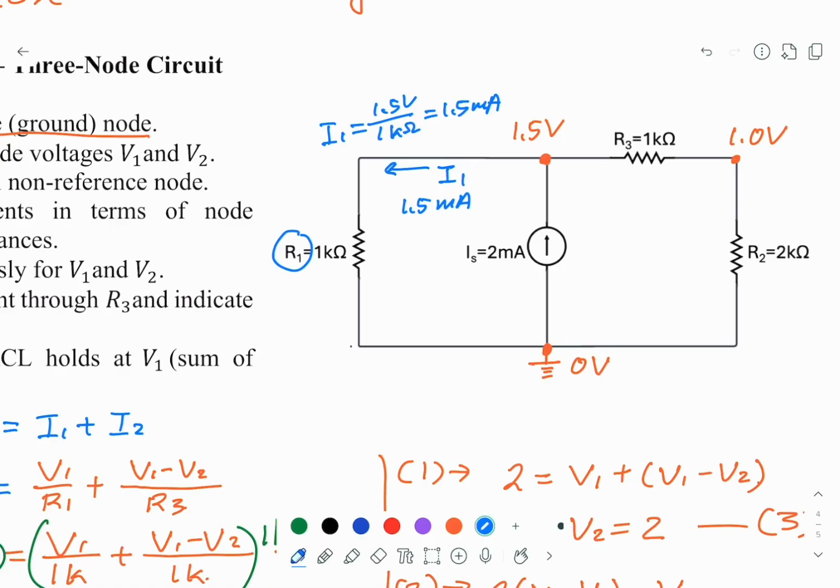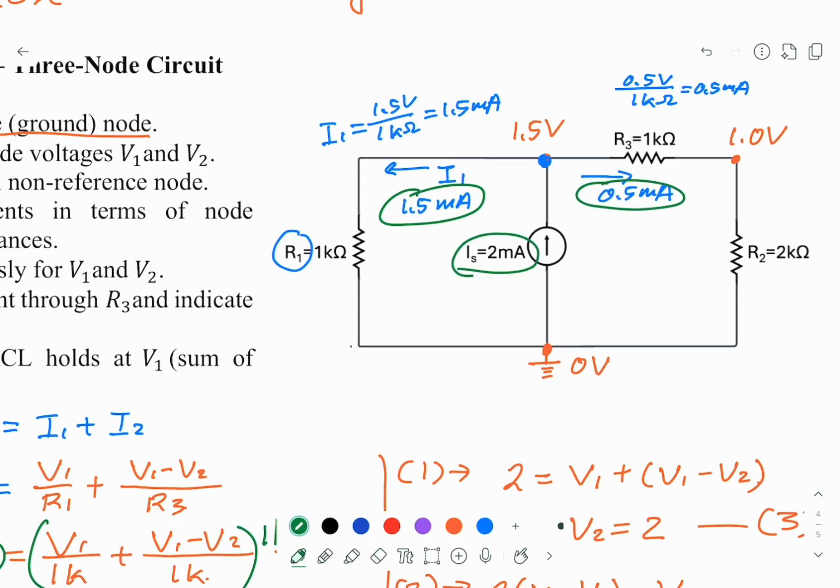And here the potential difference across R3 is 0.5 volt. Divide this by 1K ohm, so you get 0.5 mA. So you can see the sum at A is 1.5 plus 0.5, and it is equal to 2 milliamp. And also it must be consistent.